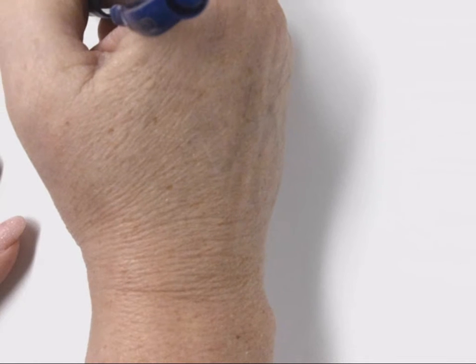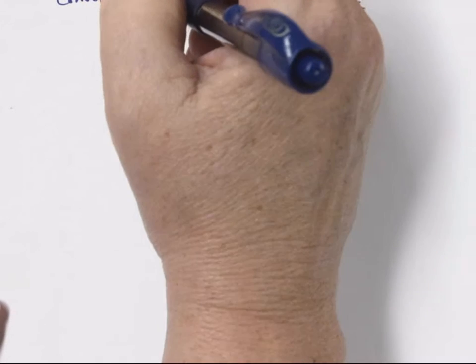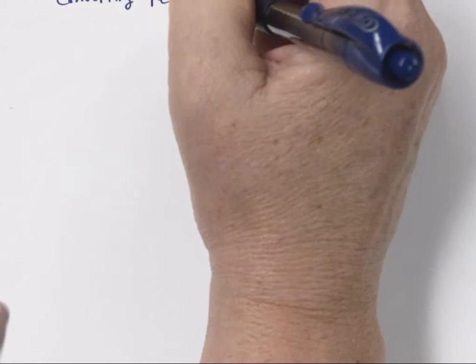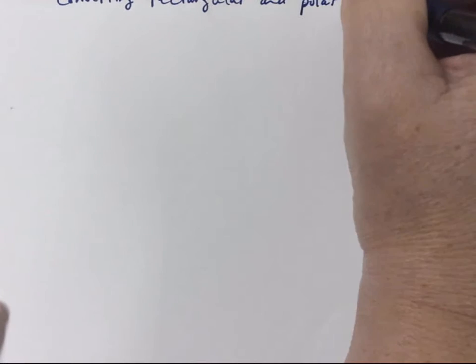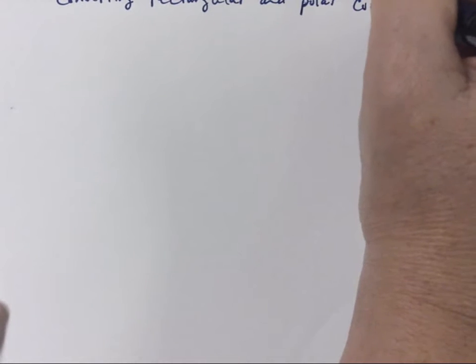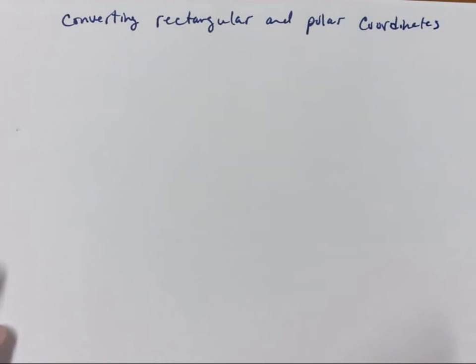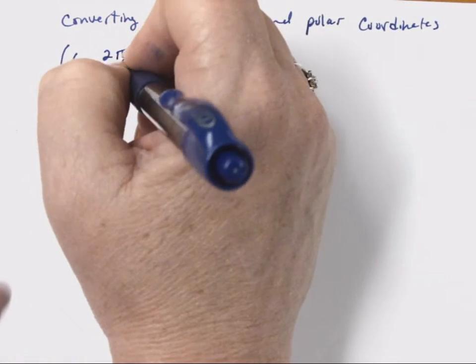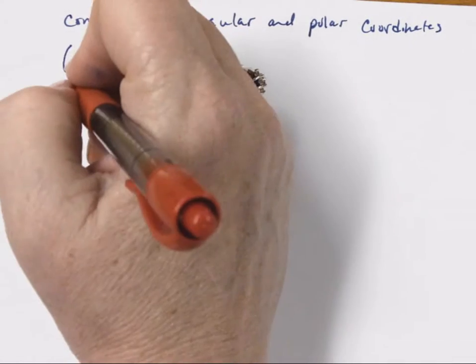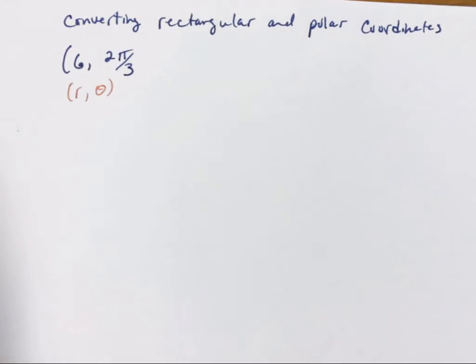All right, so on this one we are converting rectangular and polar coordinates. So we're going to change them from one to the other. And basically you need to know the formulas that you need to use. So for converting rectangular and polar coordinates, if I am given 6, 2 pi over 3, remember this is your r and this is your theta.